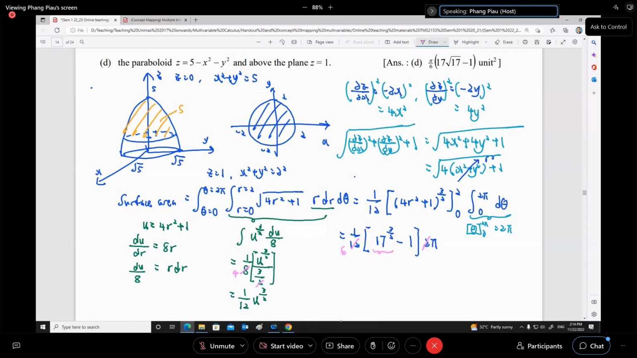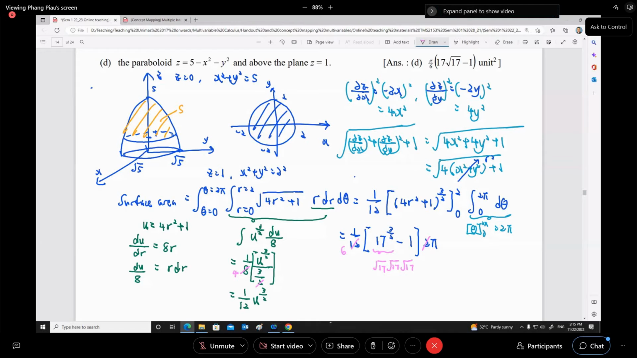And this one here, of course, if you want to leave it in this form, you can. Or this is actually, if you consider 2 here, you have 17. And then you have 17 power 3 over 2. If it were 17 power 2, then you know that it is 17 multiplied by 17. But now you have 17 power 3 over 2, you should know that this is 17 multiplied by itself 3 times. Okay, 2 times.